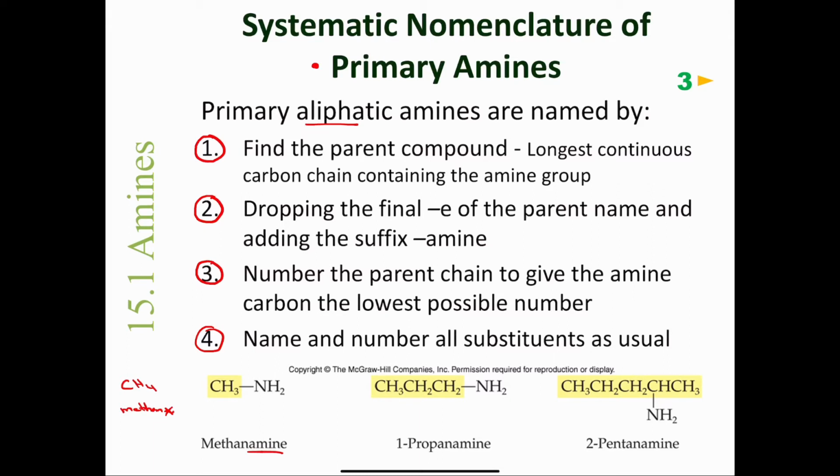The next one is 1-propaneamine, and the reason why we have a number in this one, so we say 1, 2, 3, the reason we call this 1-propaneamine is because there's also 2-propaneamine, and in fact I could draw the bond line structure for you. This would be 2-propaneamine. And then we have 2-pentaneamine, and of course the longest carbon chain is highlighted in yellow, and it's numbered in such a way to give the amine group, or what we call an amino group sometimes, the lowest possible number, which is the number 2. And so we call this 2-pentaneamine.